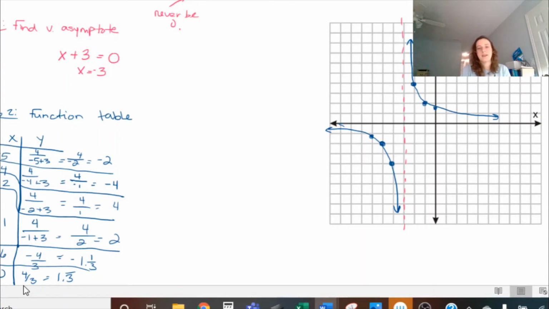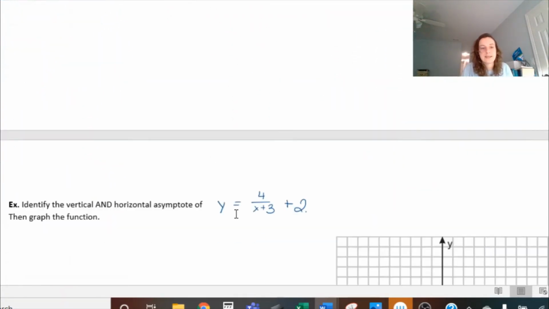And so we have a vertical asymptote, which we found to be at x is equal to -3. Okay, and your horizontal asymptote here, it didn't ask for it, but notice that the horizontal asymptote is at y equals 0. So for your vertical asymptote, you need to set the denominator equal to 0 to find it. Okay. All right. Let's move on and do another example.